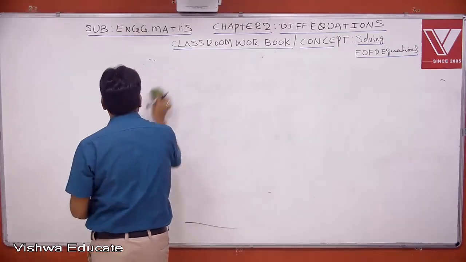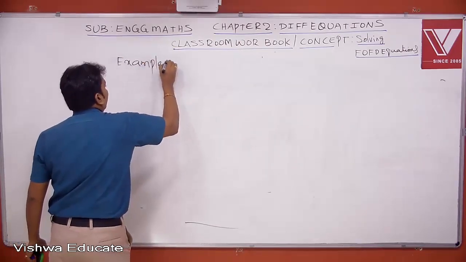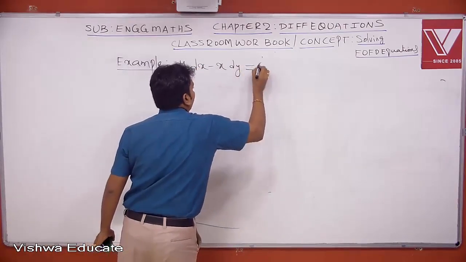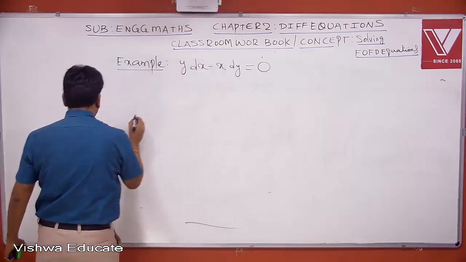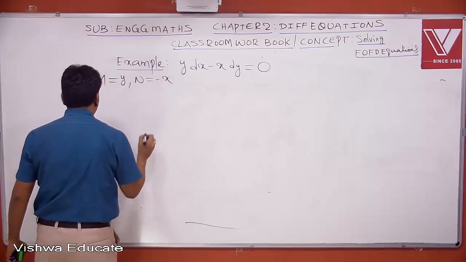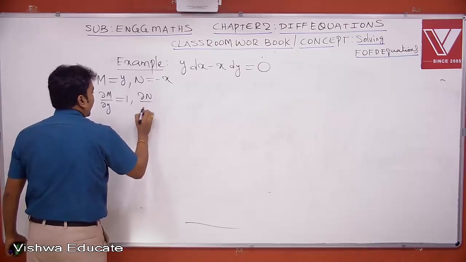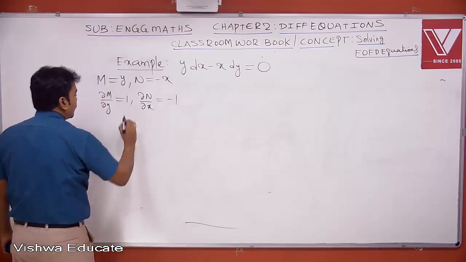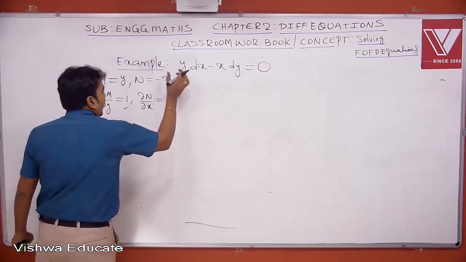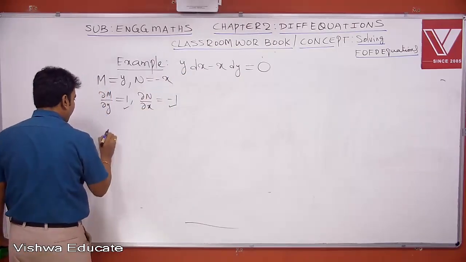Let us start with a basic example, that is y dx minus x dy equal to 0. Now let us see, in this case the value of M is y and N equal to minus x. So here dou M by dou y equal to 1, and dou N by dou x equal to minus 1. So both are different quantities, so it is a non-exact equation. But I can make this equation exact by multiplying it with certain non-zero functions. Let me work this out.